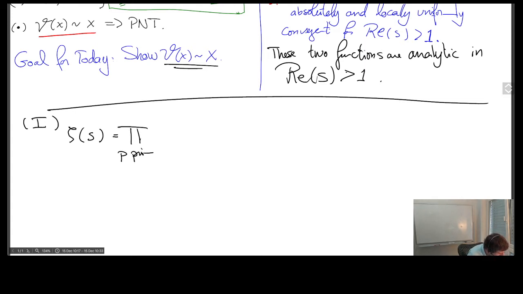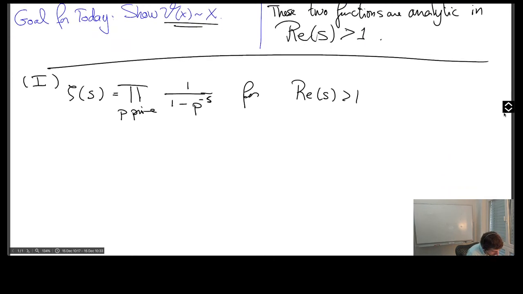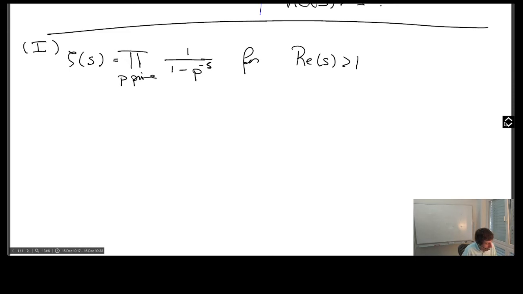This is equal to the product over p prime of 1 over 1 minus p to the minus s, for the real part of s bigger than 1. This really shows the connection between the Riemann zeta function and number theory. And this is key. This is really the thing that makes the whole argument work.